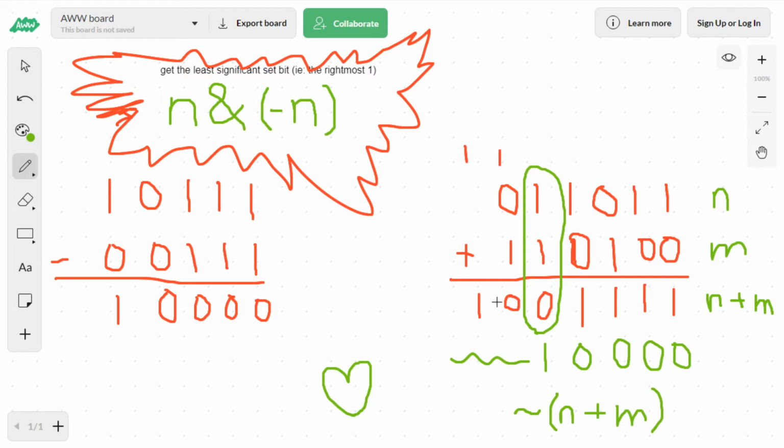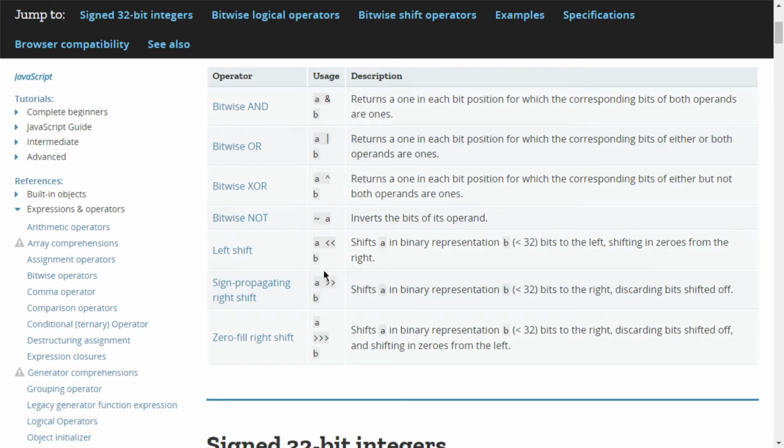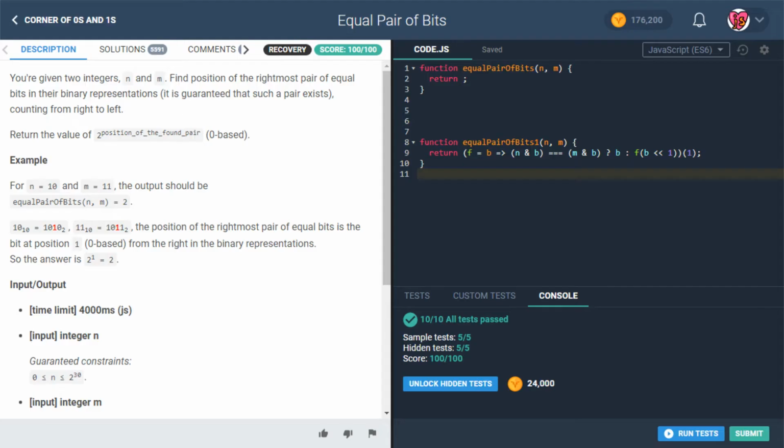Yeah, let's go back. So basically, we're going to add the two numbers. We're going to do a bitwise not. So where was that? Bitwise not, yeah, this over here, okay? So it's just switching all the bits. We're going to use a bitwise not, and then we're going to take the result of that and put it into this trick over here, just like we did with the last one.